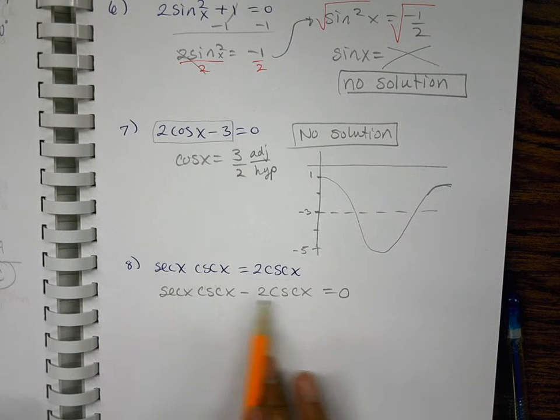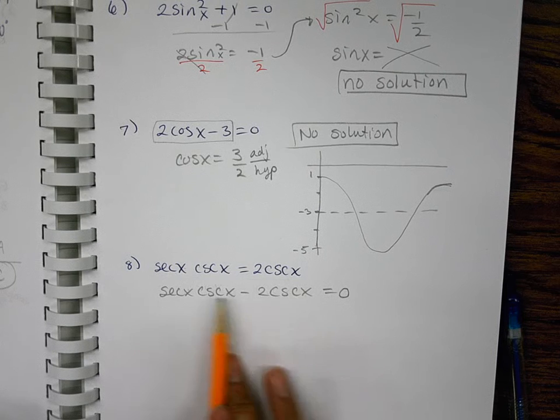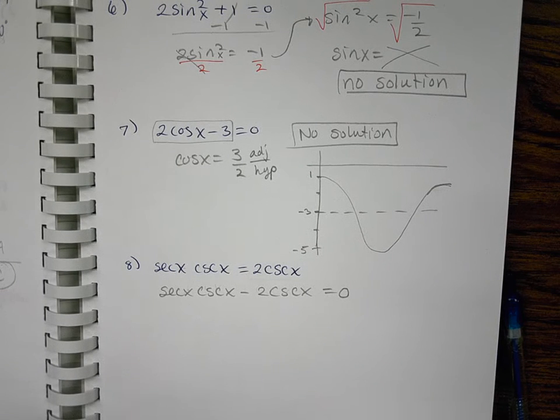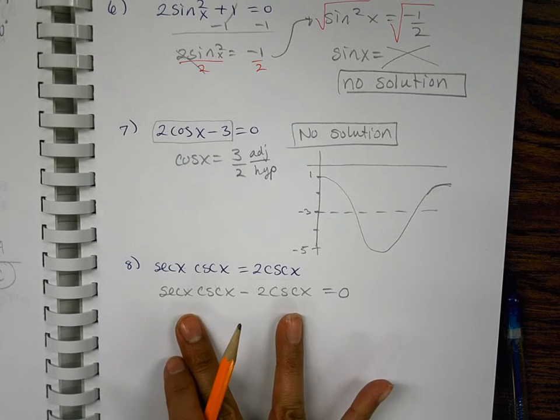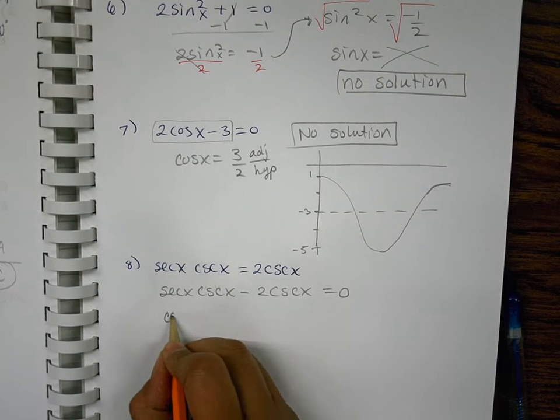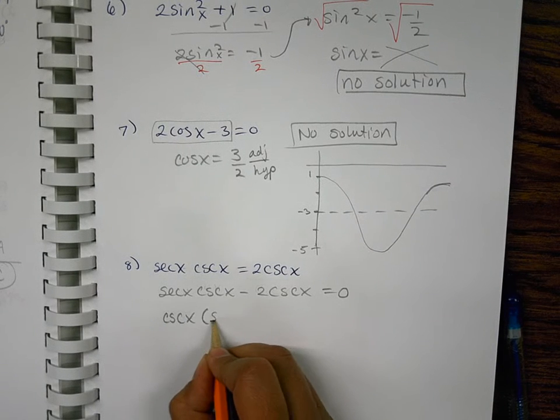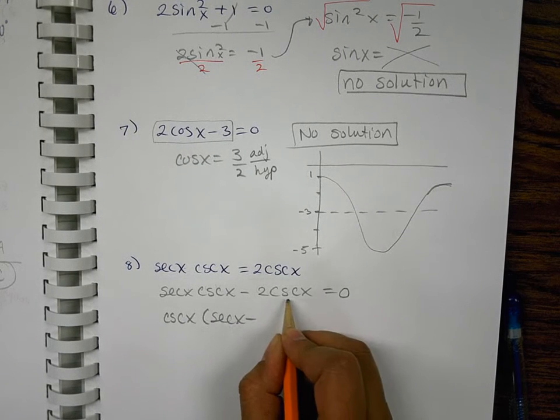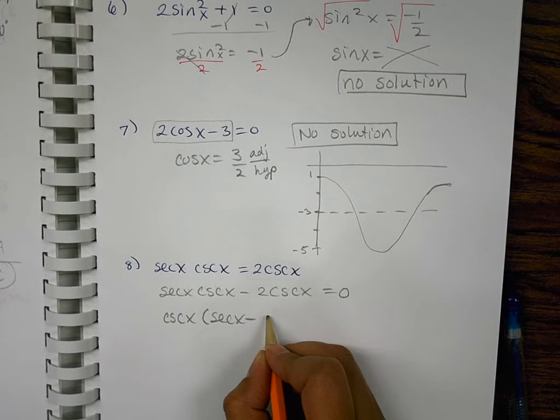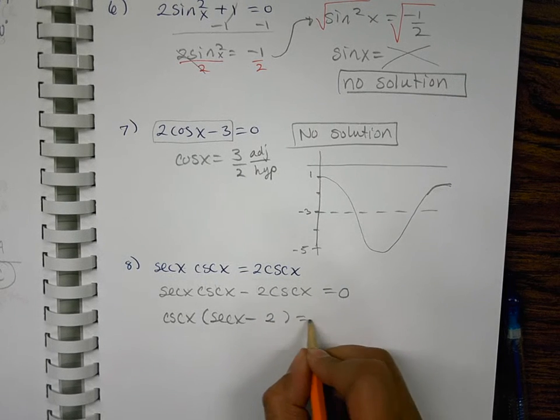Mathematically, what can I do here? Can you guys see there's a GCF? What is your GCF? Good. Cosecant x, parentheses, secant x minus, there is something left behind here, it's minus 2, equals 0.